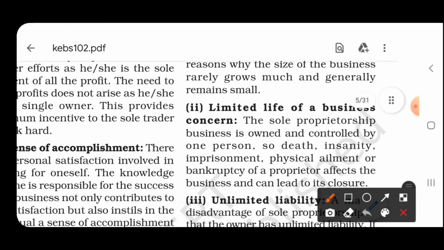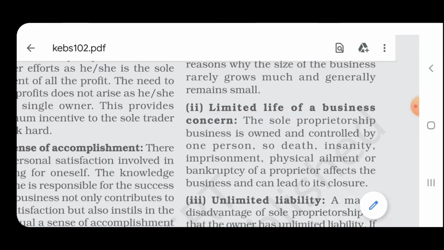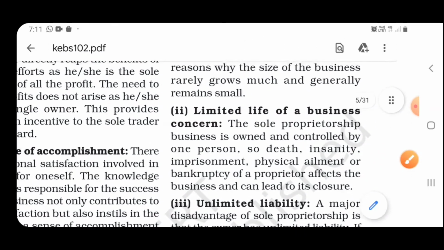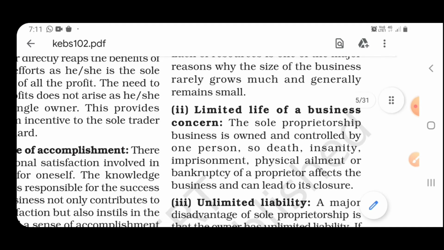The second one is the limited life of a business concern. A sole proprietorship business is owned and controlled by one person. So death, insanity, imprisonment, physical ailment, or bankruptcy of the proprietor affects the business and can lead to closure, as we have said in the features. Since a single person is doing this, when a death, insanity or imprisonment occurs, the business can be led to its closure.